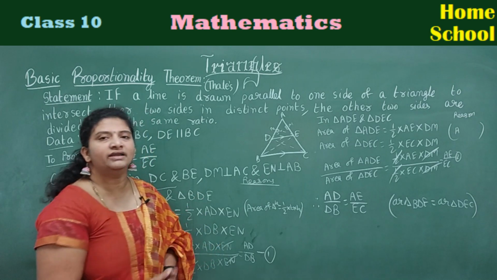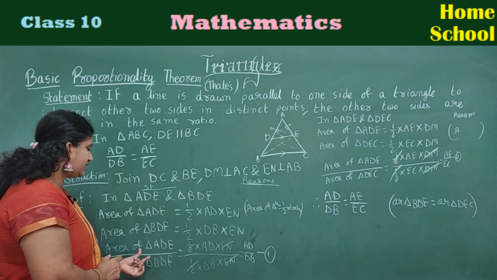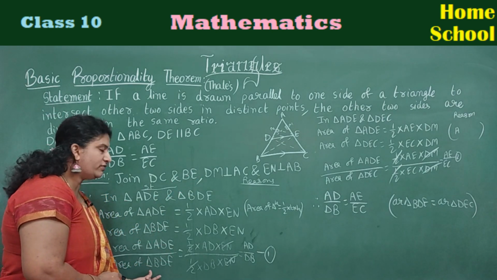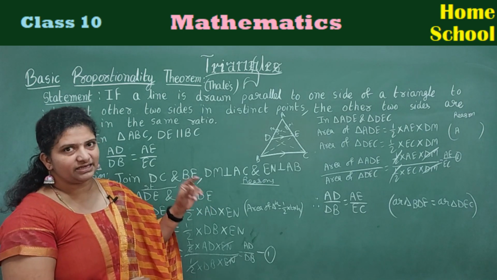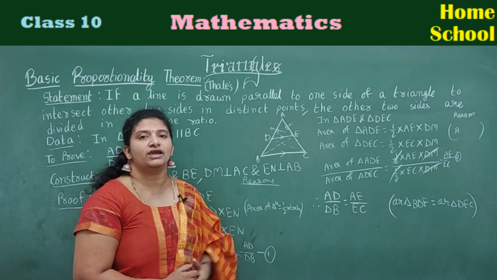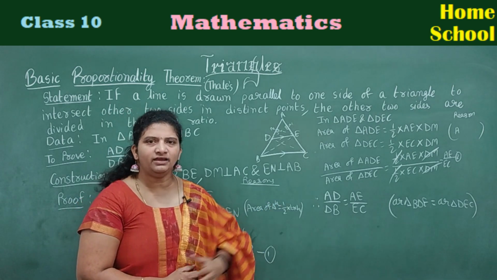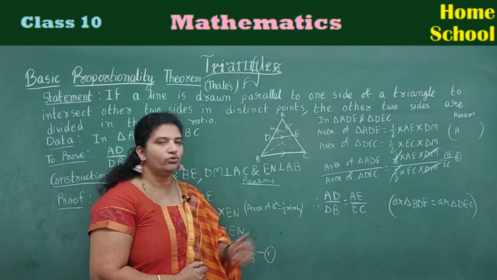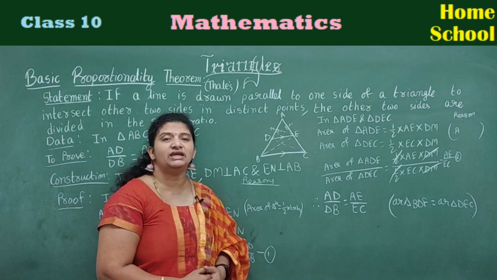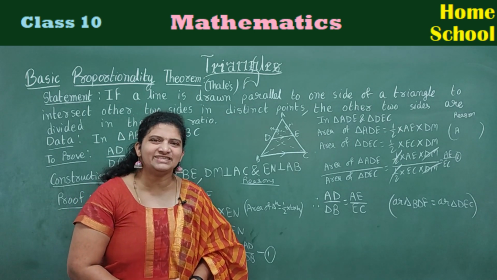So on comparing both the equations, what can you say? Area of triangle ADE is same, and area of triangle BDE, triangle DEC, the two triangles' area also same because the two triangles are lying on the same base. You can write that both the areas are equal. Therefore, you can equate both the ratios, that is AD by DB is equal to AE by EC. Okay, hence it is proved.